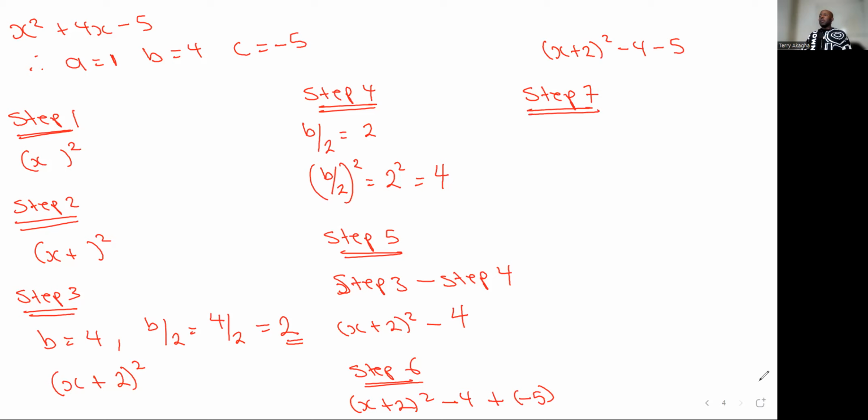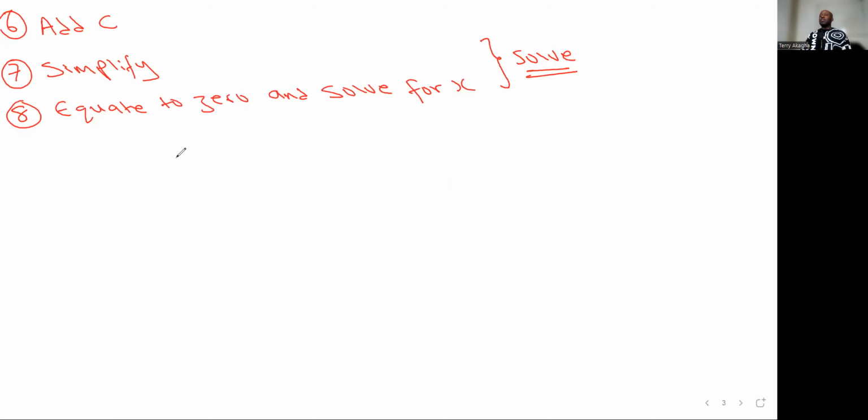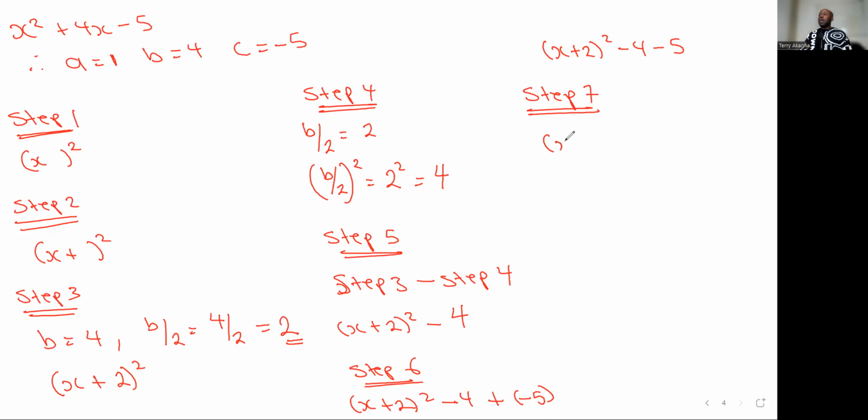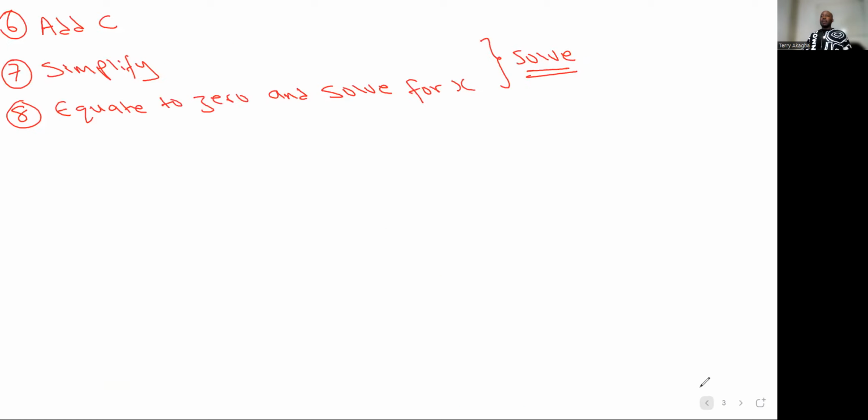Step 7 said we should what? Simplify. So we're going to simplify now. It's going to give us x plus 2 squared, and minus 4 minus 5 will give us minus what? 9. Now at this stage, we're done with completing the square. But in some cases, you might be told to then find the value for x. That's the reason why we now have to go to step 8 and step 9. Is that okay? So step 8 said we should equate to 0 and solve for x.